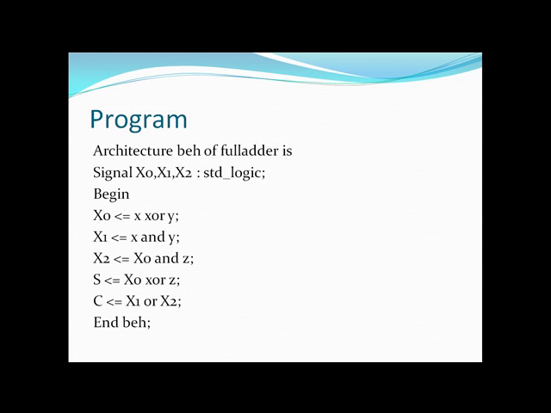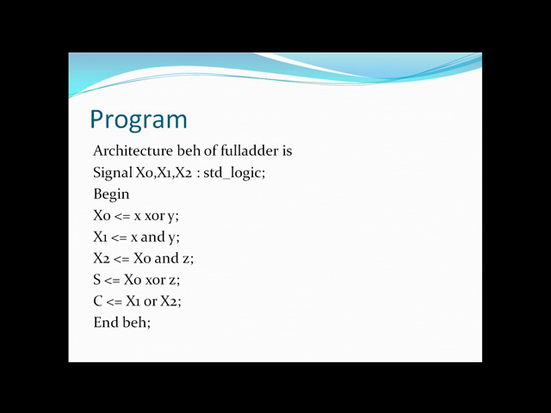Here, BEH will act as the architecture name. Architecture, of, is, signal, begin, end, standard logic: these are going to be acting as keywords. So the architecture name is BEH, whatever it may be, full adder 1 or whatever. Here I am writing BEH, then the OF keyword, then the name of the entity, full adder. The entity name is full adder, so here I am writing the entity name, full adder, is.